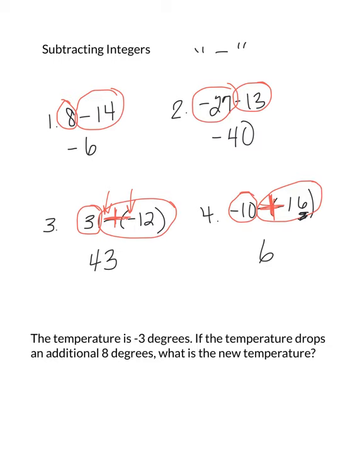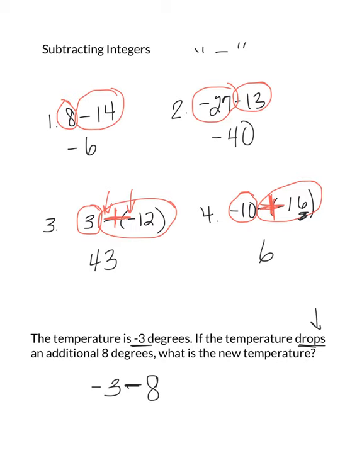So the last one, you can apply all this to a word problem then. The temperature is negative 3 degrees. If the temperature drops an additional 8 degrees, what is the new temperature? So the first piece I see is this, stating that the temperature is at negative 3 degrees. When you talk about a temperature dropping, it's going down, which means it is dropping down that number line another 8 degrees. So what is your new temperature?